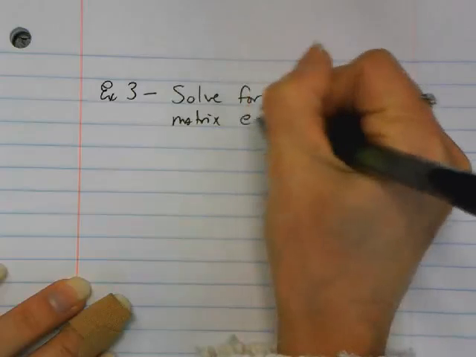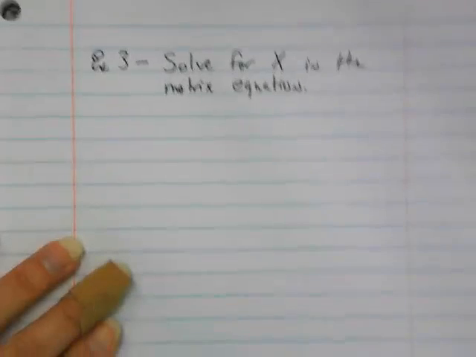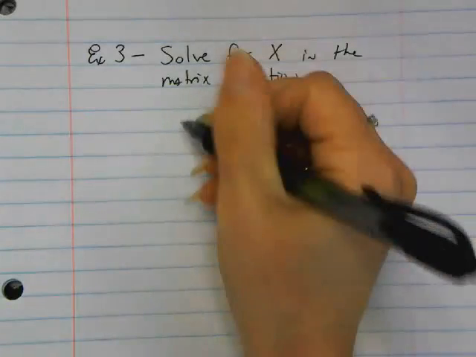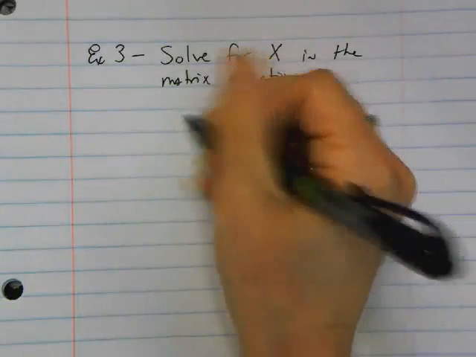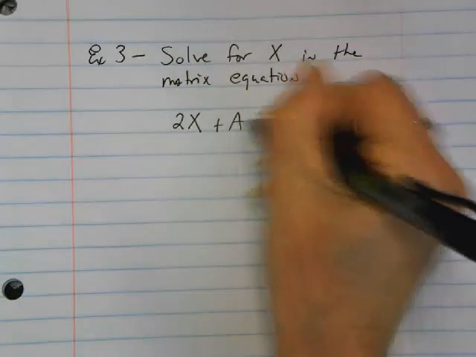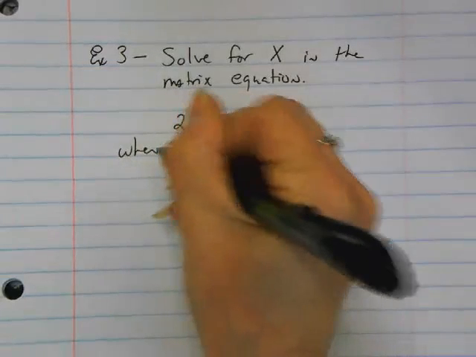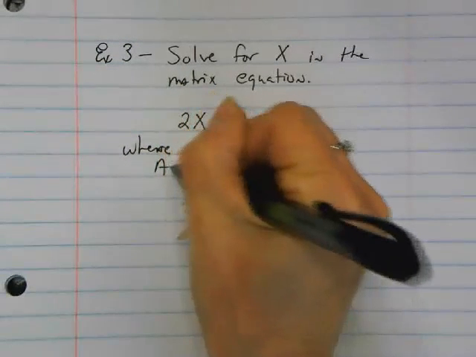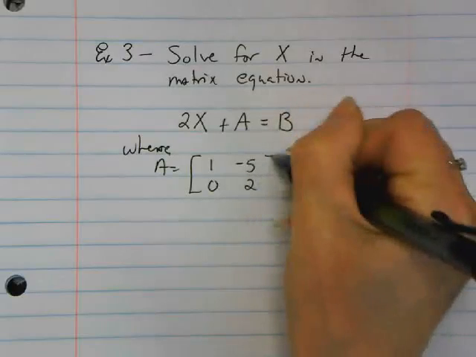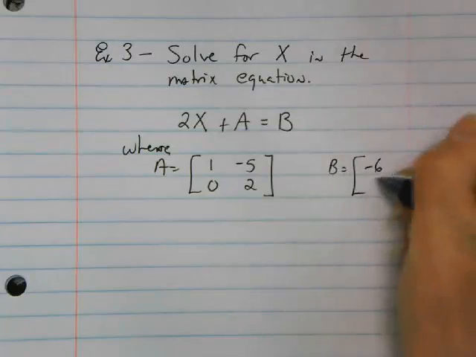Alright, solve for x in the matrix equation. So I have 2x plus A is equal to B, where A is equal to 1, 0, negative 5, 2, and B is equal to negative 6, 9, 5, and 1.